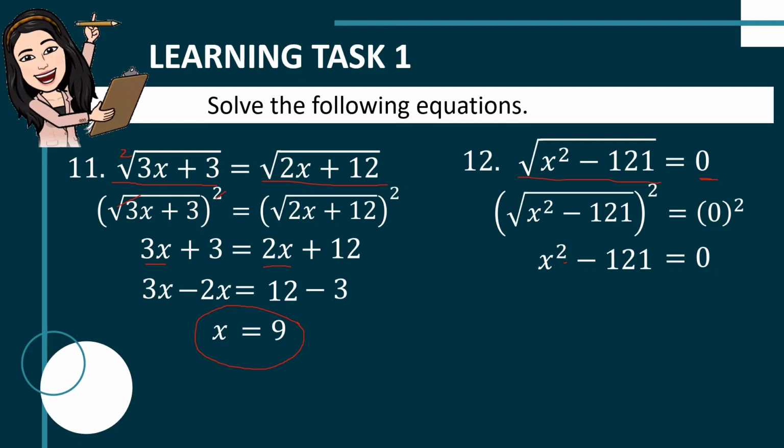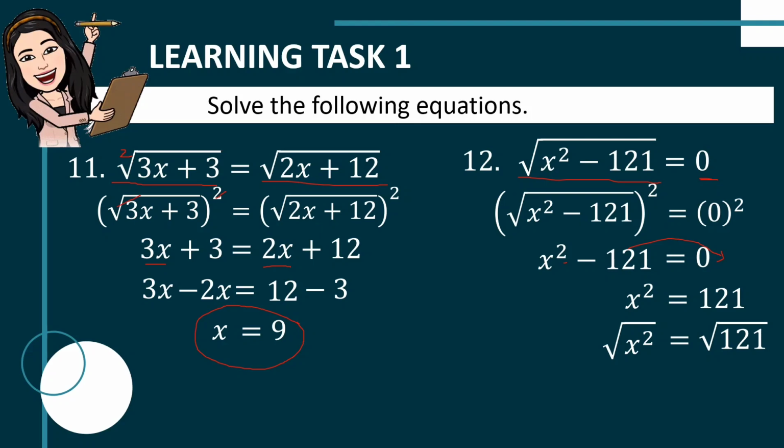So, here, pwede natin i-apply ang extracting the roots. Yung negative 121 ay ililipat natin to the other side. Okay? So, this will become x squared is equal to 121. Naging positive na. Since ang 121 at saka x squared ay parehas na perfect squares, we can extract the roots. Get the square root of x squared and get the square root of 121.